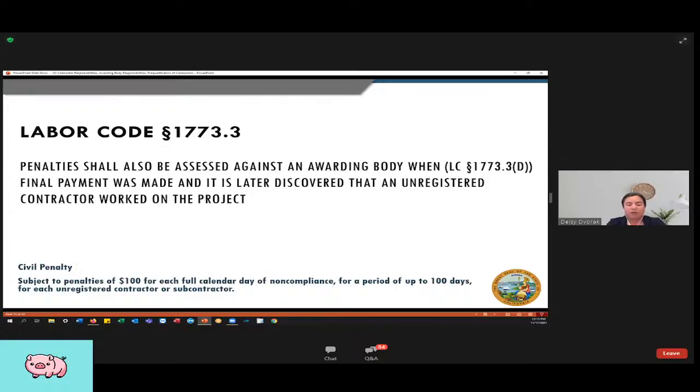Penalties can also be assessed when final payment has been made and it is later discovered that an unregistered contractor worked on the project. An awarding body is required to withhold final payment until at least 30 days after all the required information has been submitted through the project registration database, including a complete list of all the subcontractors. And penalties can be assessed for each full calendar day of noncompliance for up to 100 days for each unregistered contractor or subcontractor, with a maximum of $10,000 per unregistered contractor. So you can see how these penalties can add up pretty quickly.